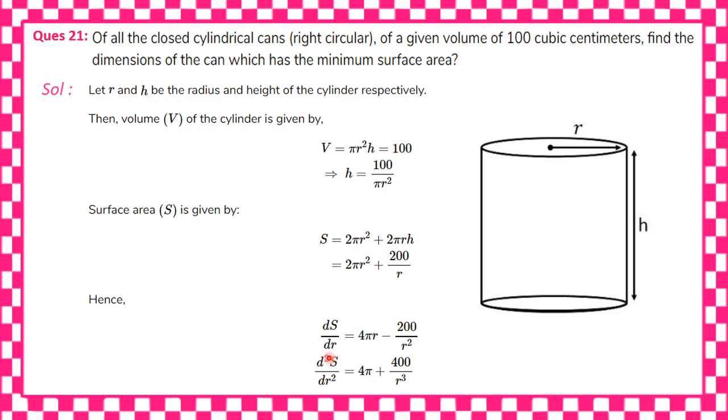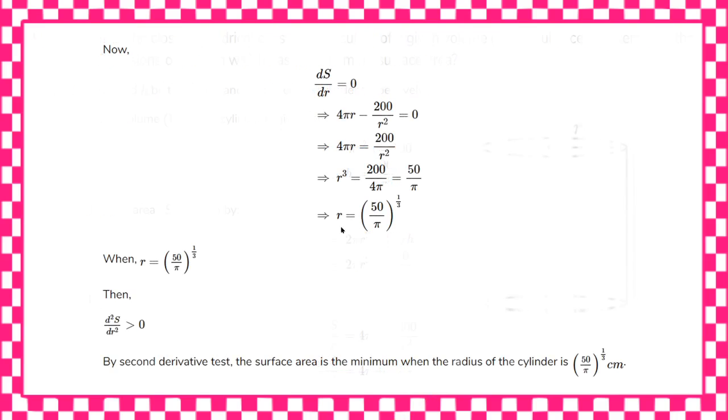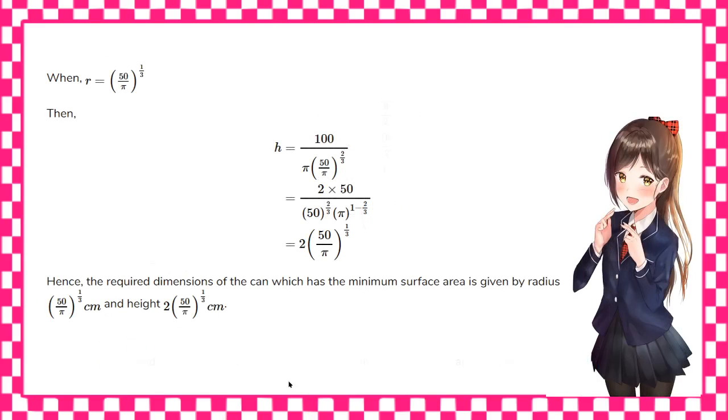So for surface area, differentiate with respect to r, calculate the double derivative, equate the first derivative with 0 for finding the critical points. Now we get r equal to 50 upon pi raised to the power 1 by 3, or cube root of 50 upon pi. The double derivative is greater than 0. So now r is equal to this. We can calculate h, which is 2 into cube root of 50 upon pi.